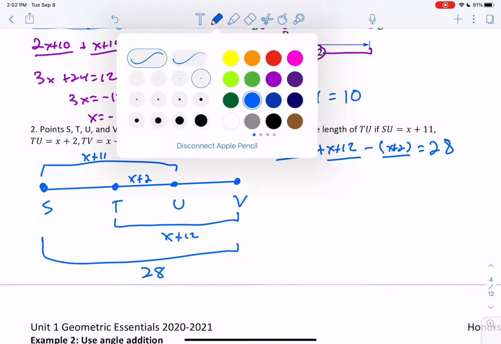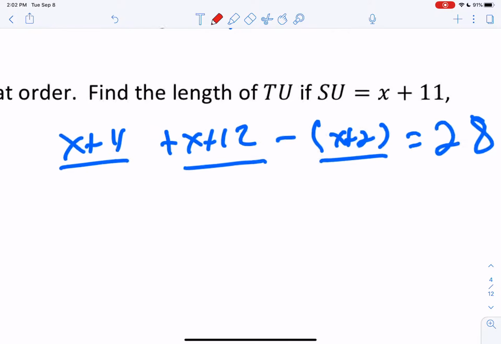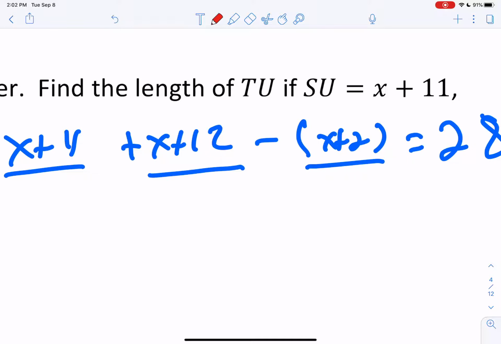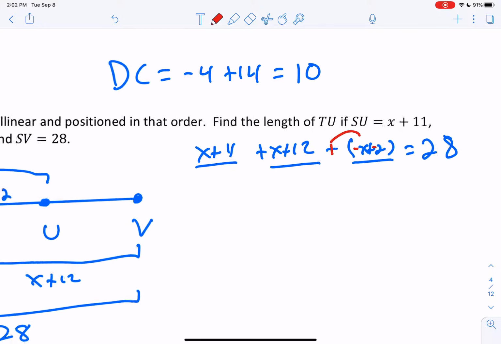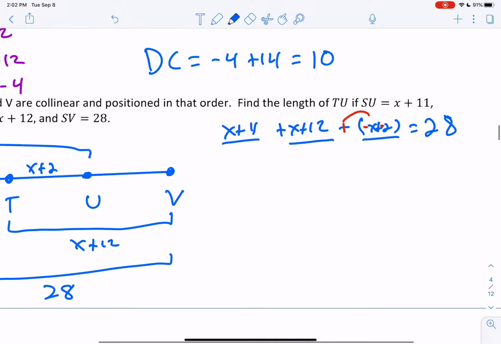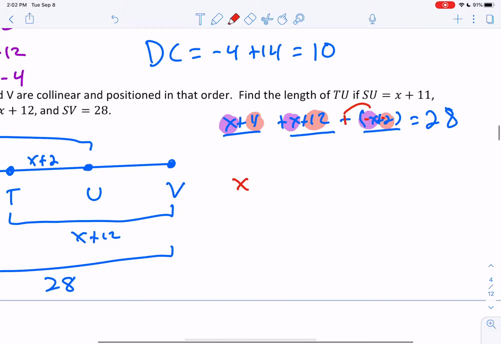Now be careful here, okay? So when I have minus a parentheses, make sure you put this in parentheses because this is going to apply to both these. That's going to go here, make that an opposite X and an opposite 2. Combine like terms. For my like terms here, I have X, X, and the opposite of X. X plus X is 2X, minus X is going to be 1X. And then 11 and 12 is going to be 23. Minus 2 is going to be 21. So plus 21 equals 28. Subtract 21 from both sides, and X is equal to 7.